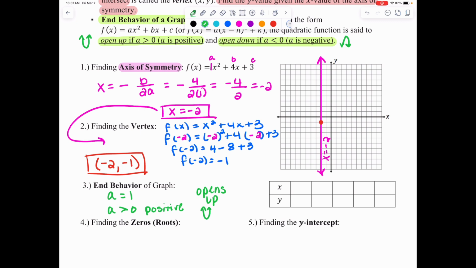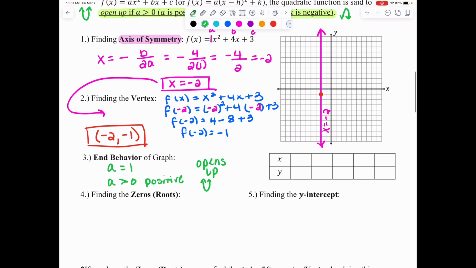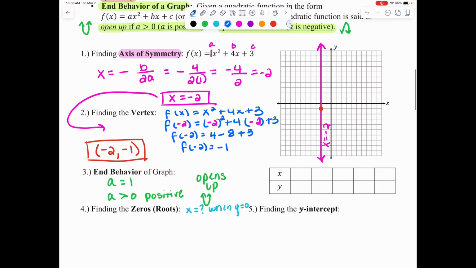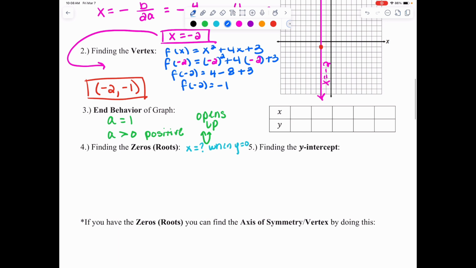All right. So then we can find the zeros or the roots. So the zeros are the x values of the x-intercepts, if you recall. So I'm going to write this next to it: x equals what when y equals 0. That's what you're trying to figure out. So we once again are going to use our actual quadratic function, f of x equals x squared plus 4x plus 3.